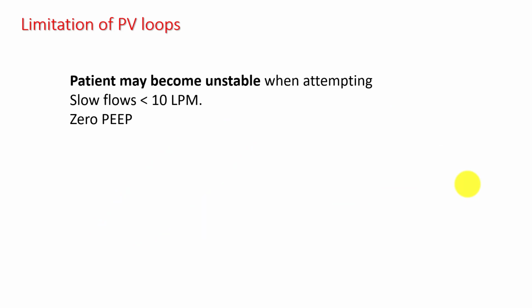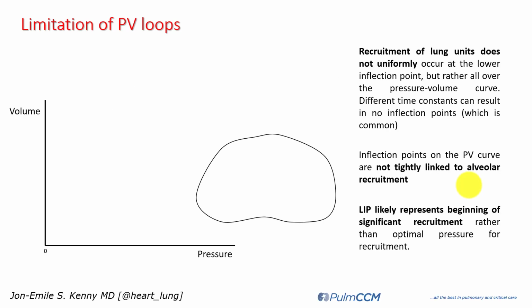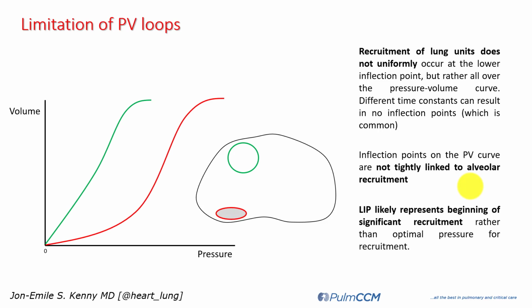The most important complication of PV loops is that the patient can become very unstable when attempting these studies. Using slow flow and zero PEEP on a patient who is hypoxic can be troublesome. The other part of the problem is that the lung is very heterogeneous and consists of different types of alveoli with different PV loops.